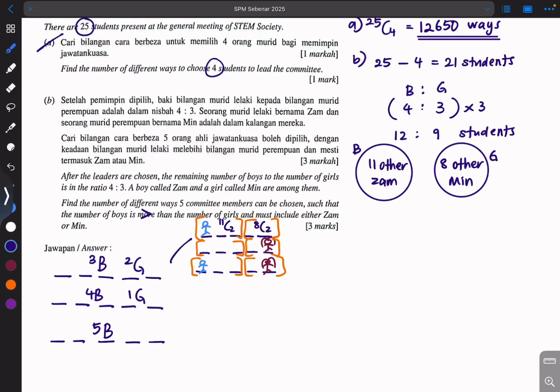Here, the next one, we have 11 boys. We need to choose 2. Here we have 1 more seat for the girls. So out of 8, we choose 1. Here 11C2, 8C1.